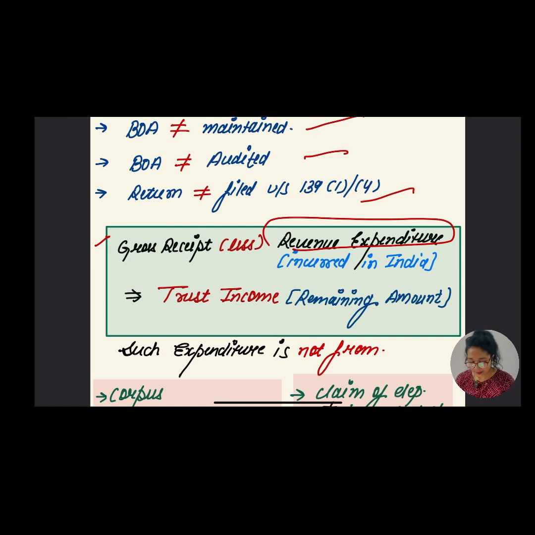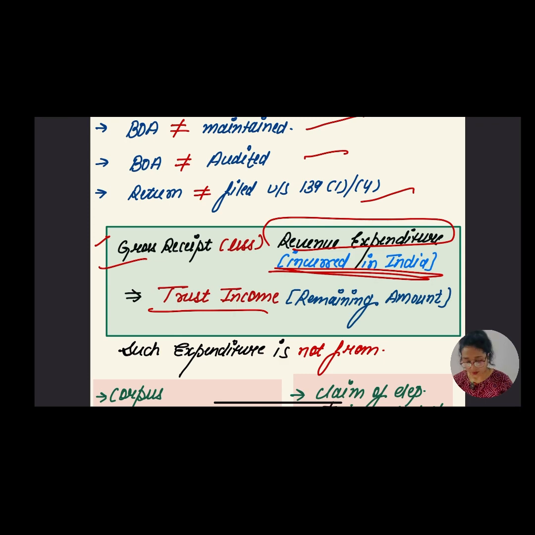Let me say it again. Gross receipt less revenue expenditure which is incurred in India, not the expenditure outside India. The remaining amount is going to be the trust income.